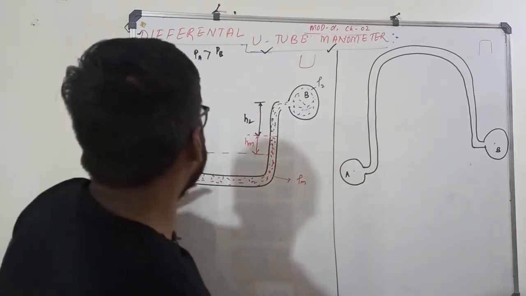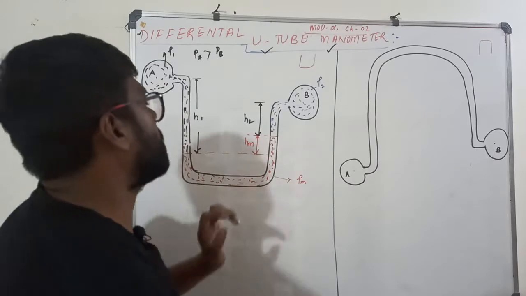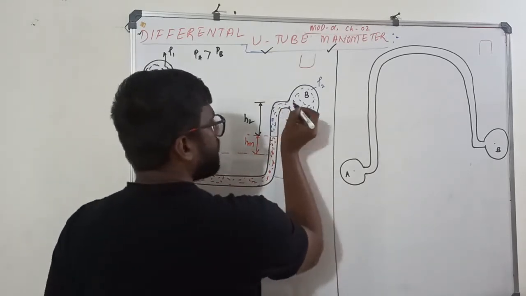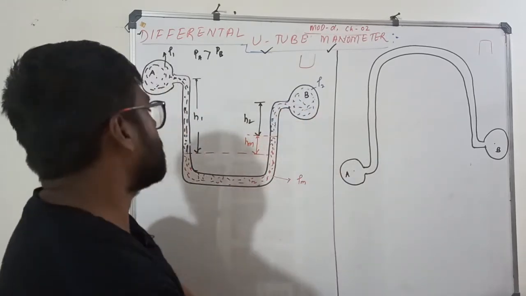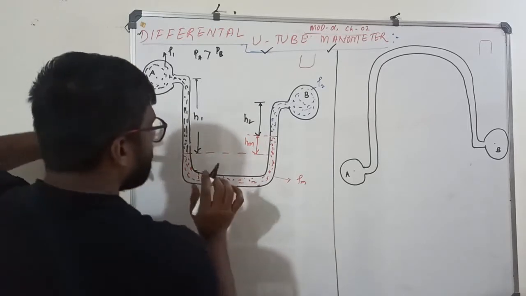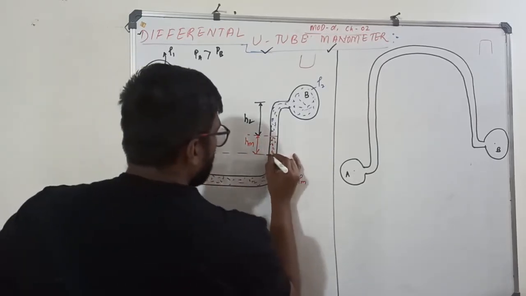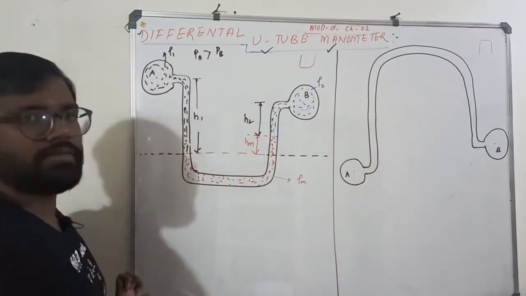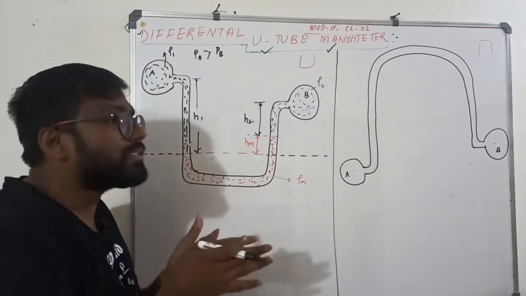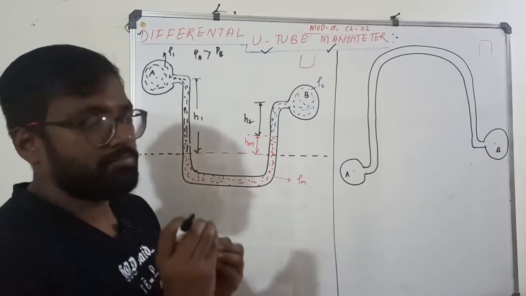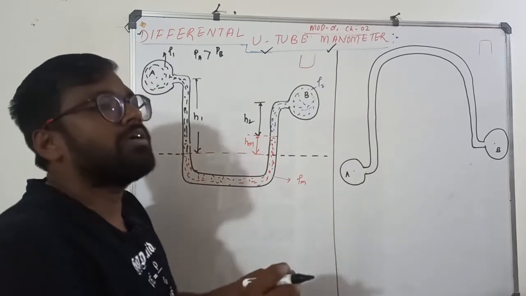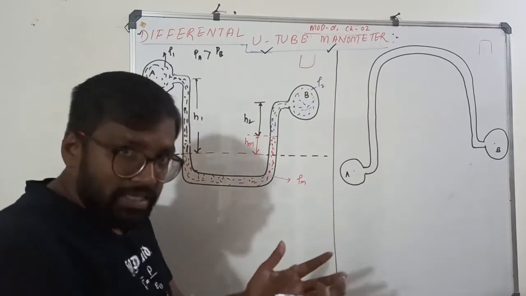That is, the pressure on the left hand side is equal to the pressure on the right hand side. Before that we have to take a reference line. Always, the gauge equation we write on a reference line. The reference line makes our work easier. It makes the formula look simple.